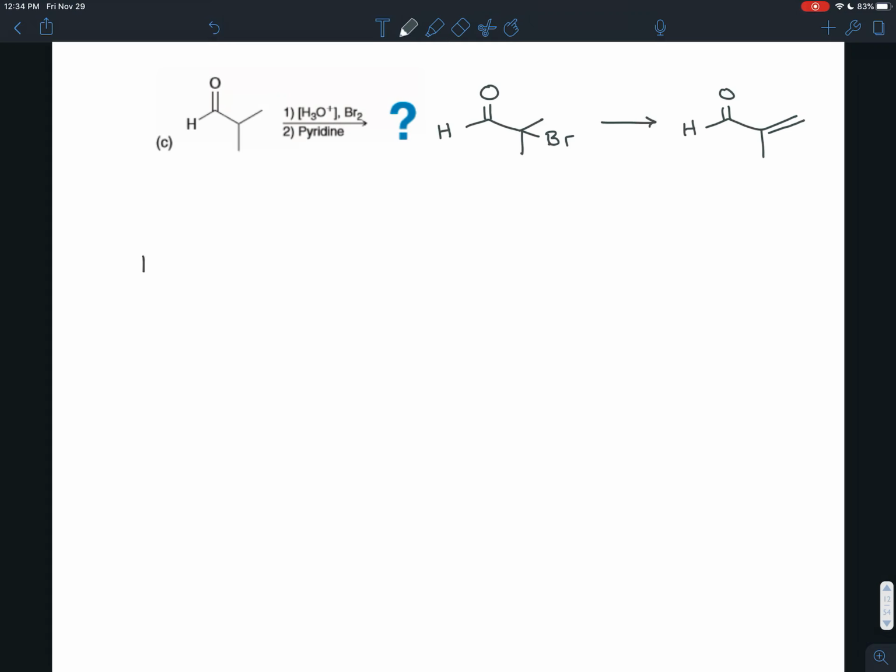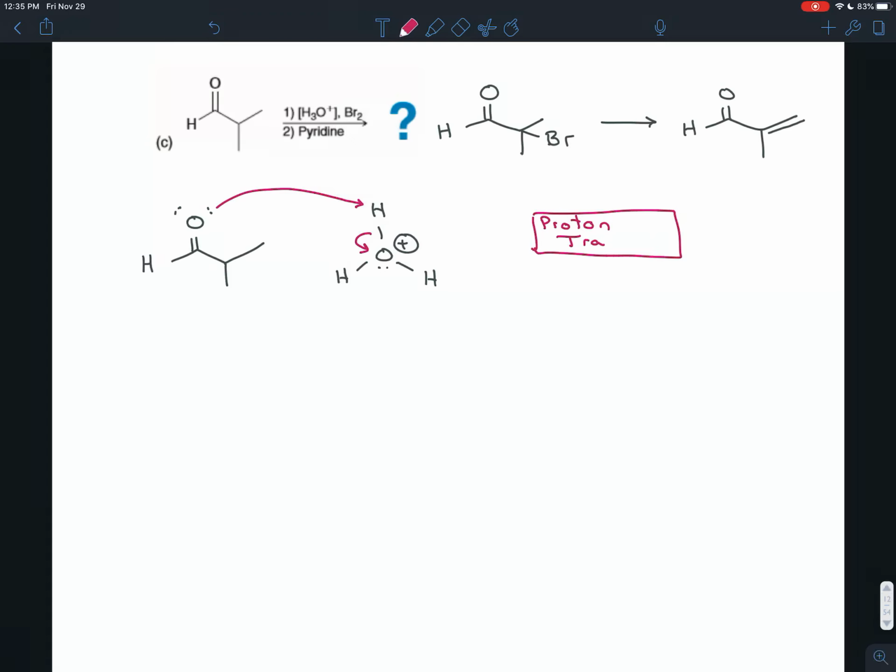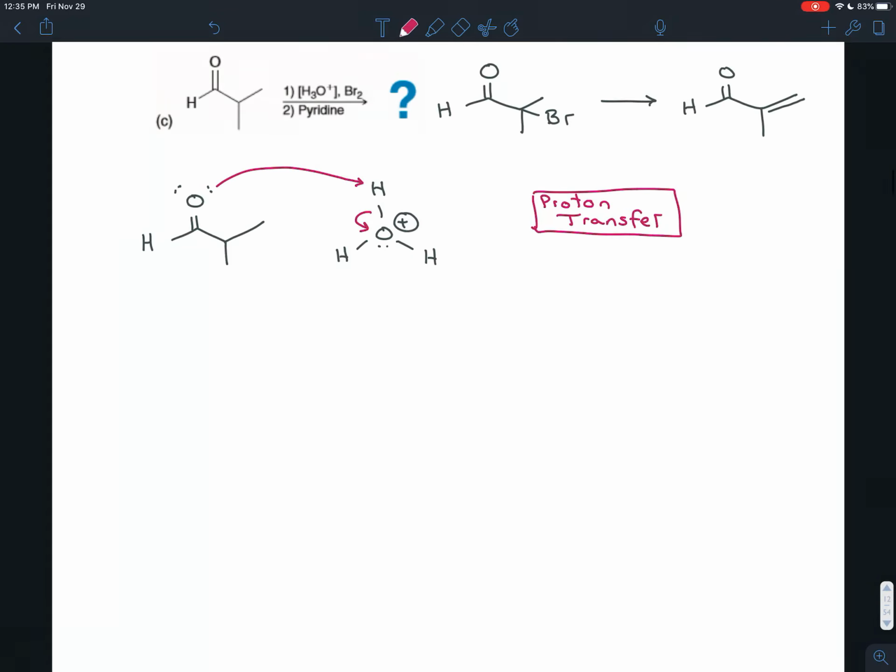For how this happens, let's draw our original aldehyde, 2-methylpropanal, and we have the acid catalyst. So we want to show how with an acid catalyst we would turn this aldehyde into an enol. So the slightly negative oxygen in the aldehyde can attack one of the slightly positive hydrogens of hydronium, and the electrons would snap back onto the water. So we have a proton transfer. In general, when you do keto-enol tautomerism, it's just 2 proton transfers.